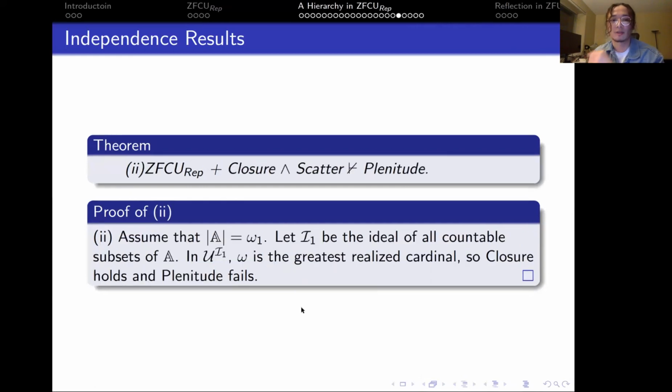Okay, second one, let's start with omega 1 many atoms and take the ideal of all countable subsets of A. Then in the model UI1, every set of atoms is countable. So omega 1 is the greatest realized cardinal. So that means closure must hold, but plenitude fails. Scatter of course holds because if you have a countable subset, there will be another one that's disjoint. So this shows that closure and scatter don't prove plenitude.